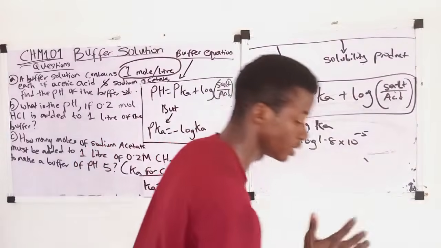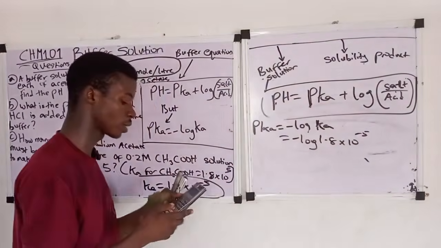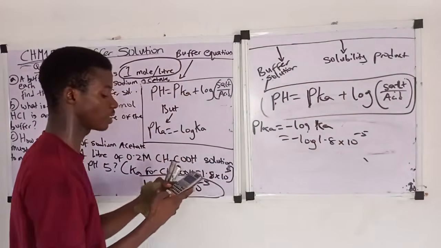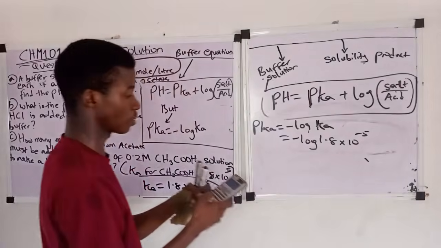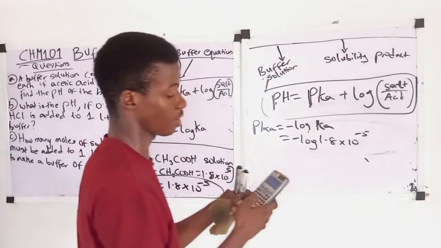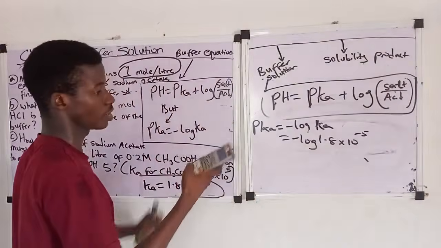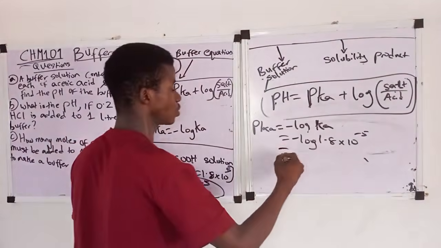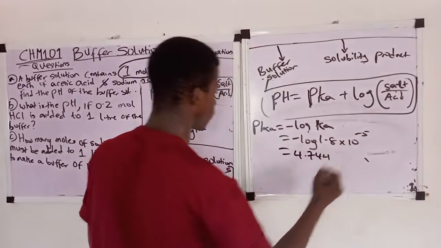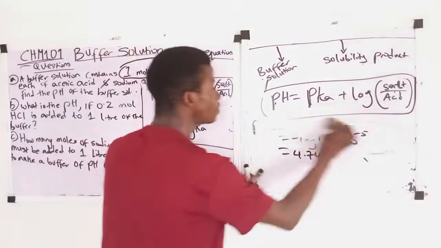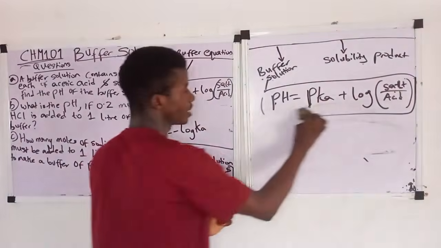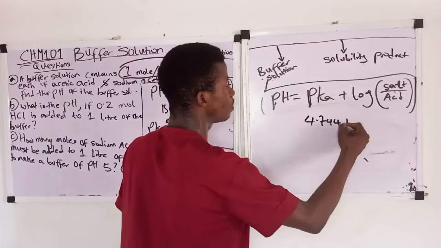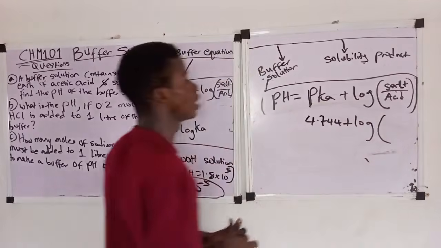So just go to your calculator, then look for the negative log of this value. Press minus log 1.8 times 10 raised to the power minus 5. If you take it, you have 4.744. So the pK is equal to 4.744. I'll put it here like this: 4.744, then plus log, bracket open.